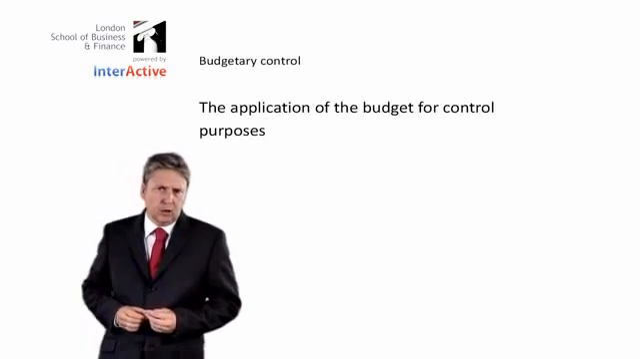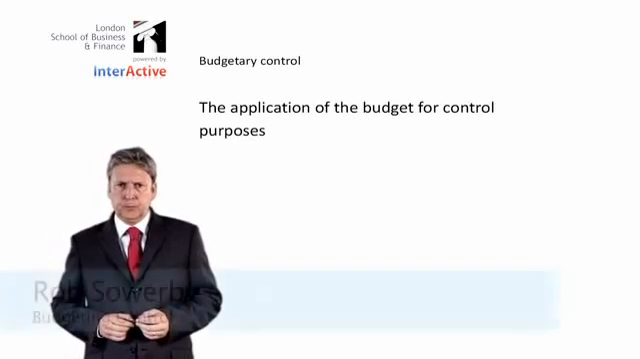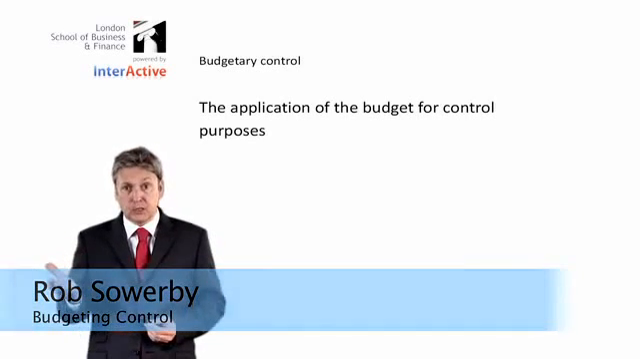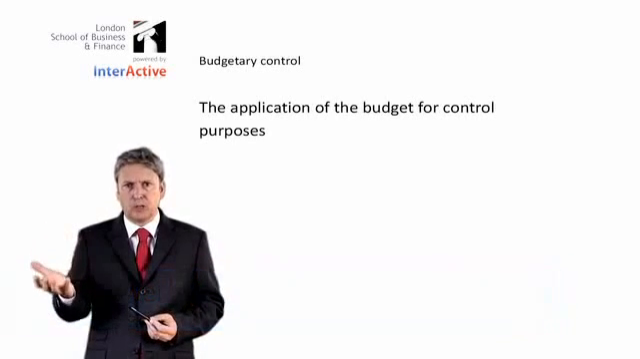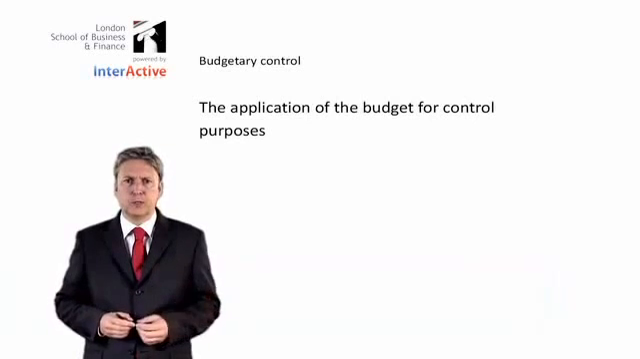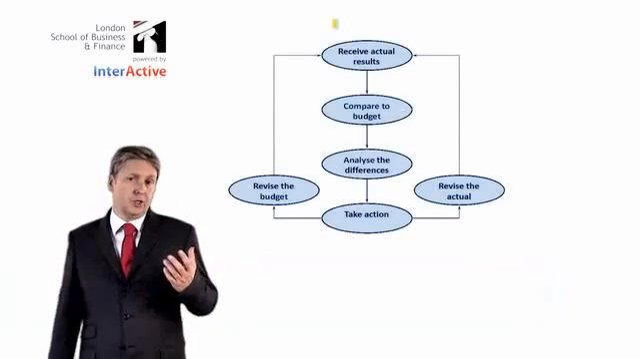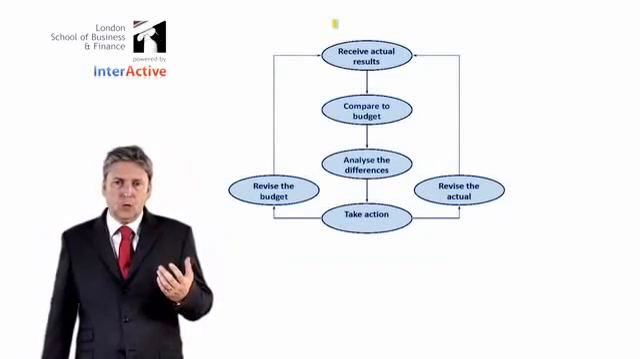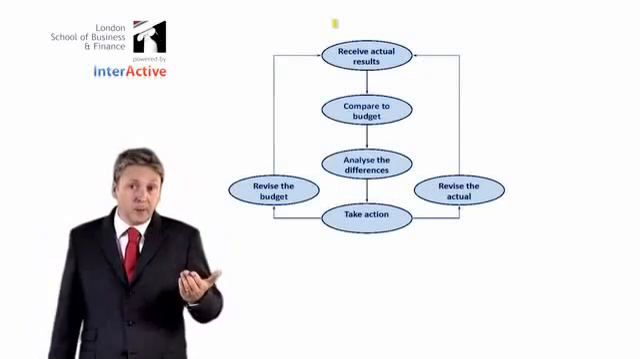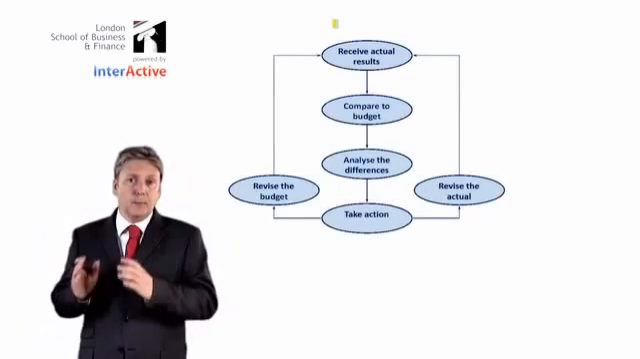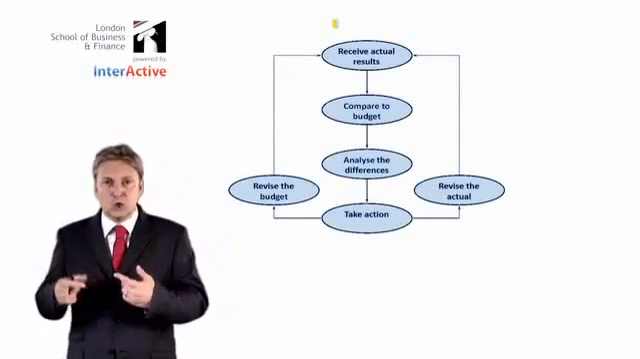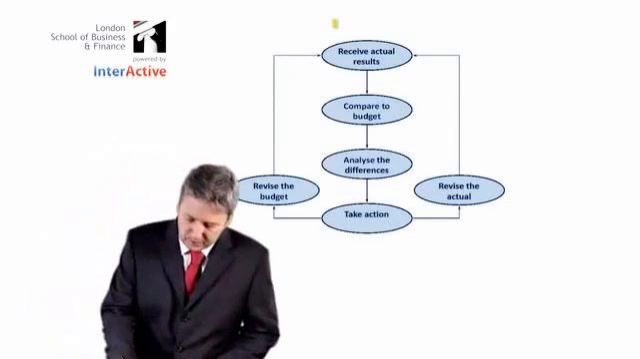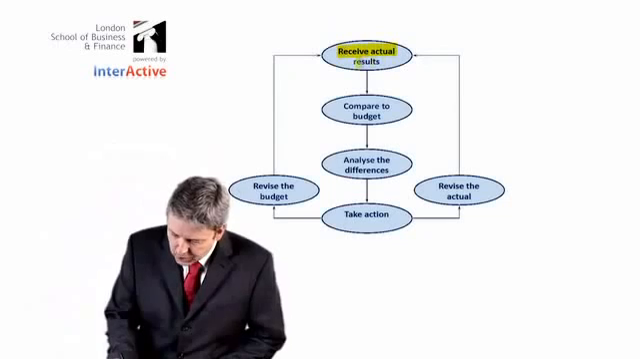What we want to look at now is something called budgetary control, which in simple terms is the application of budgets, the plans that we've already prepared, for control purposes. What we now want to do is to use the budget for budgetary control purposes. What I mean by this is that we implement the budget, and each departmental manager will now be striving to achieve this budget. After a couple of weeks or a couple of months, we'll start receiving actual results.